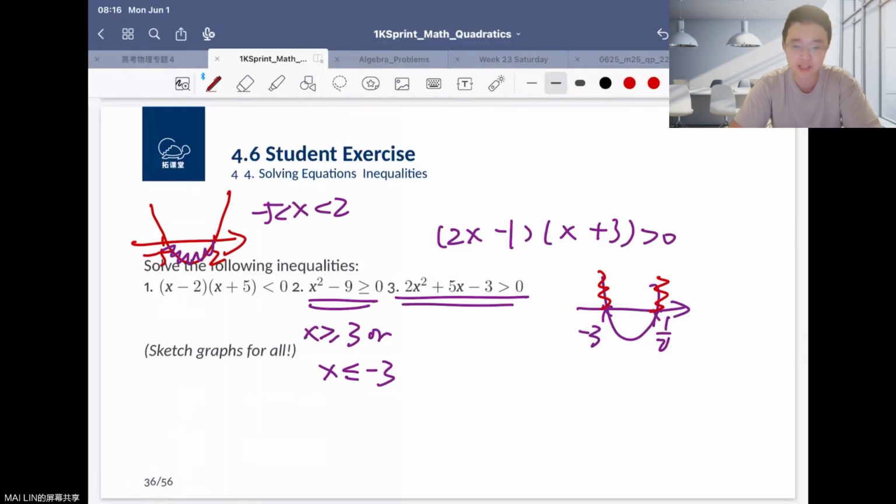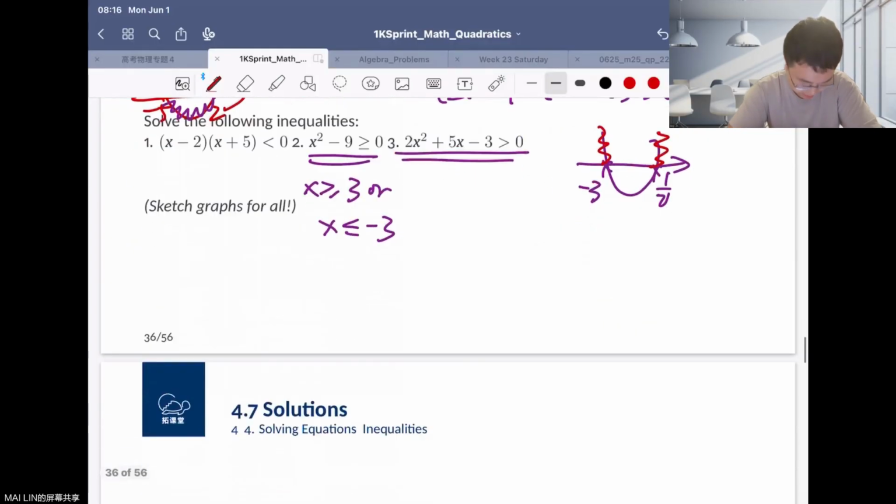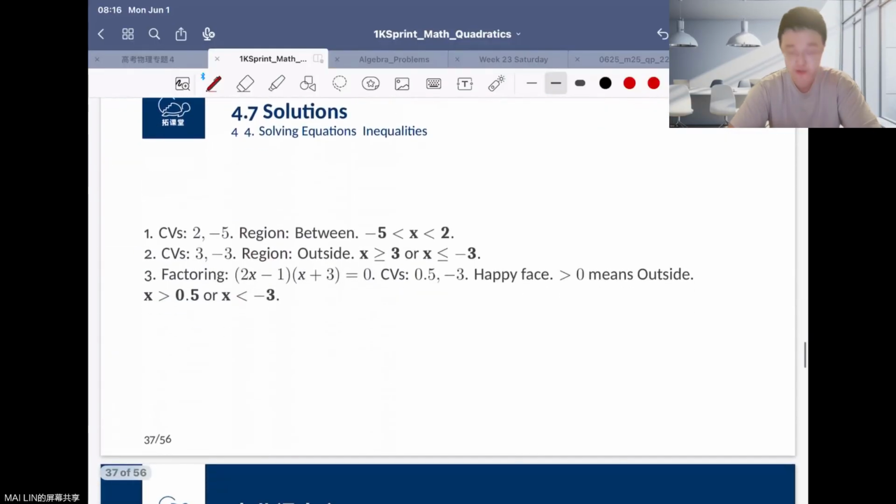That is how we can solve these problems, okay? Yeah, that's for these problems, and here are the solutions. You can just check whether your answers are correct or not, okay? So that's for this lesson. Hope you understand how to solve inequalities in quadratic equations, okay? So see you next time. Bye.